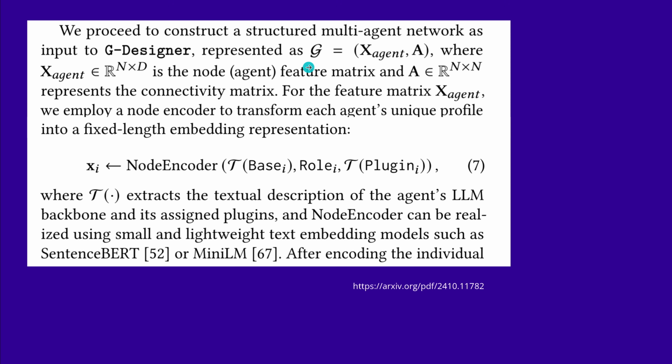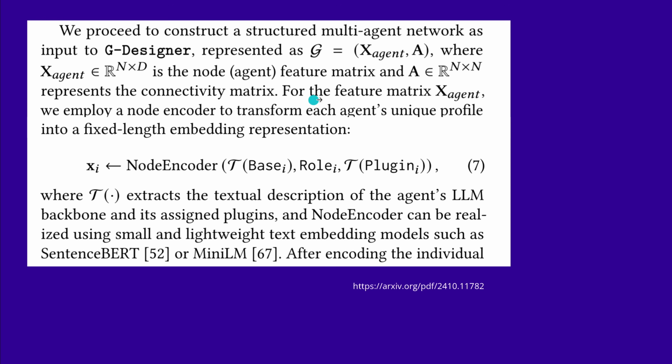So we have our graph G, but now it's a little bit different because now our X agent is the node agent. Every node is an agent. The node agent feature matrix. This is now our X agent. And A represents the connectivity matrix. I already have shown you this.